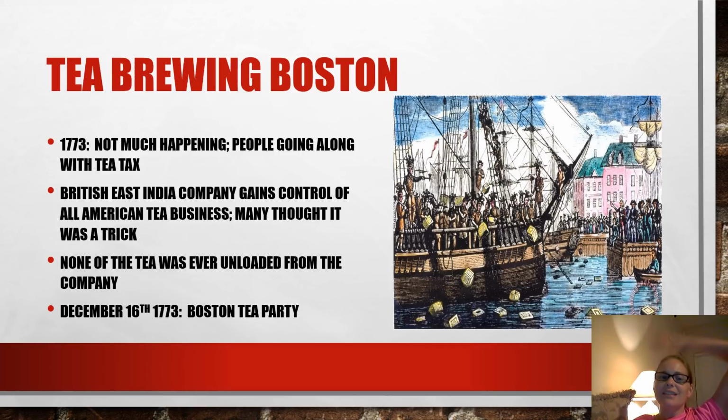And at the end of the day, none of the tea was ever unloaded from the company. But on December 16th, 1773, some whites, led by Samuel Adams, disguised themselves as Indians, I guess a symbol of savagery and intimidation, even while people watched, and opened 342 chests and dumped the tea into the ocean in this Boston Tea Party. Britain did lose thousands of dollars because of this.